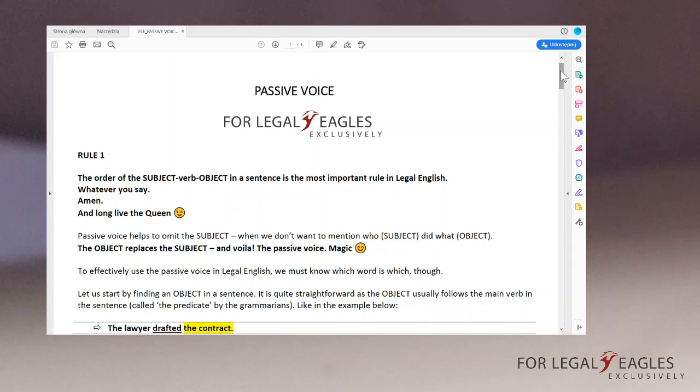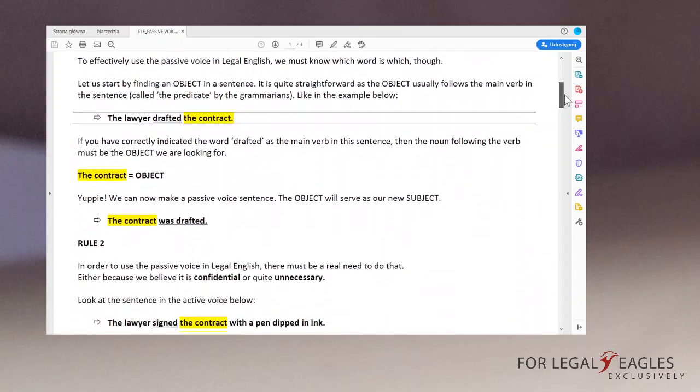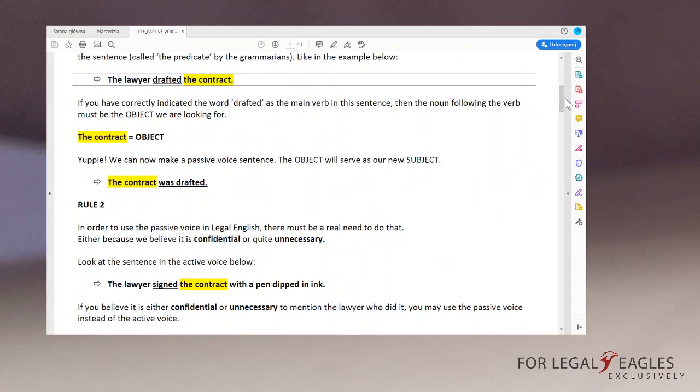To effectively use the passive voice in legal English, we must know which word is which, though. Let us start by finding an object in a sentence. It is quite straightforward, as the object usually follows the main verb in the sentence, called the predicate by the grammarians. Like in the example below. The lawyer drafted the contract. The contract is the object. If you have correctly indicated the word drafted as the main verb in this sentence, then the noun following the verb must be the object we are looking for.